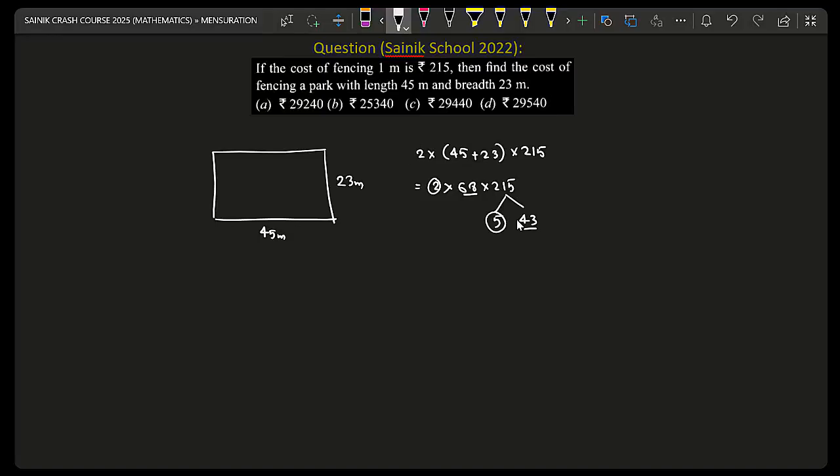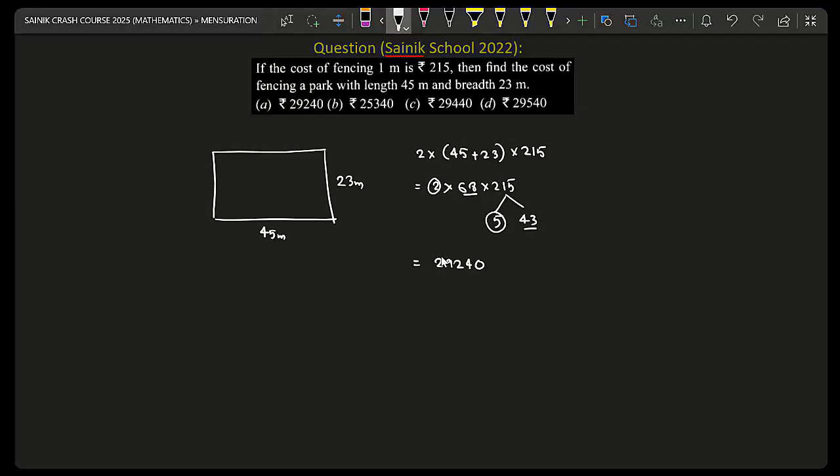Sir, 1 minute. Sir, 2924. 2924, but you are missing something. Sir, 0, because 2 and 5 make 10. Any number into 10 will get 0. That's it. Is it very simple to multiply like this?